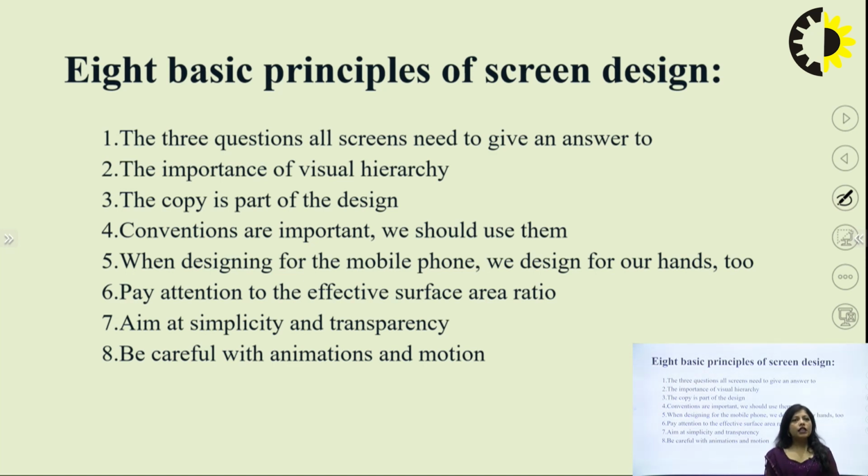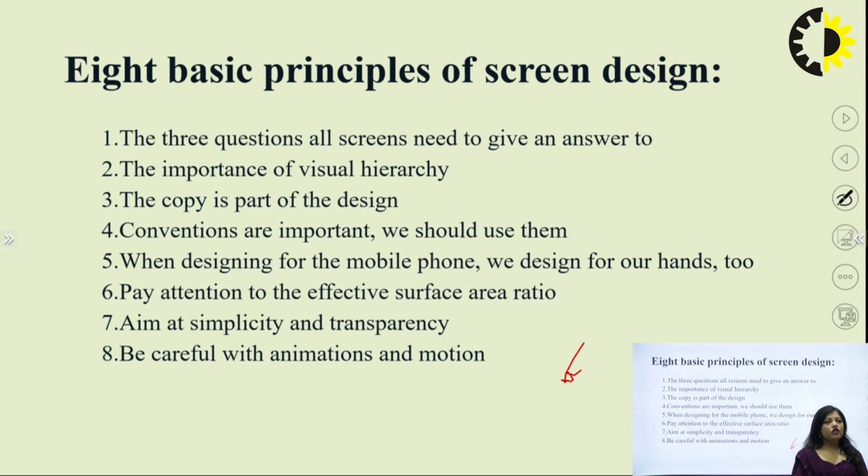Visual hierarchy means what the user visually looks at, the hierarchy of the system. Like when you are using different modules, the modules have to follow some hierarchy, and the hierarchy should look good visually and be visually pleasing to the user. Next is the copy is part of the design. When we are talking about copywriting, we generally think that copywriting is not part of the screen designer's work, but this is a part of the design.